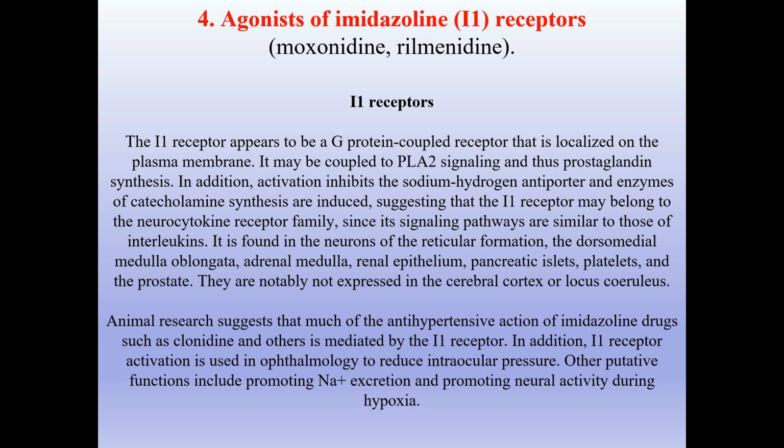In addition, activation inhibits the sodium-hydrogen antiporter and enzymes of catecholamine synthesis are induced, suggesting that the I1 receptor may belong to the neurocytokine receptor family, since its signaling pathways are similar to those of interleukins. It is found in the neurons of the reticular formation, the dorsomedial medulla oblongata, adrenal medulla, renal epithelium, pancreatic islets, platelets, and the prostate. They are notably not expressed in the cerebral cortex or locus coeruleus.